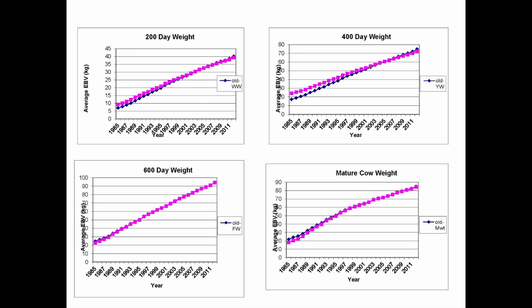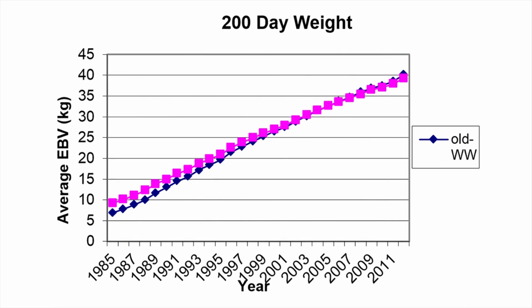I just want to quickly go through the few genetic trend pictures, really just to reinforce that by and large there hasn't been big changes when taken across the whole population. So just starting with 200-day weight, you'll see all these look very much the same by and large. There's a line of blue dotted things and a line of the black ones, and the blue one is the new one.